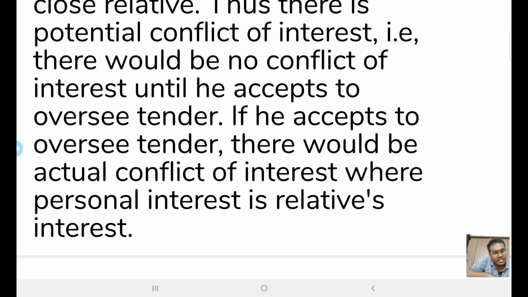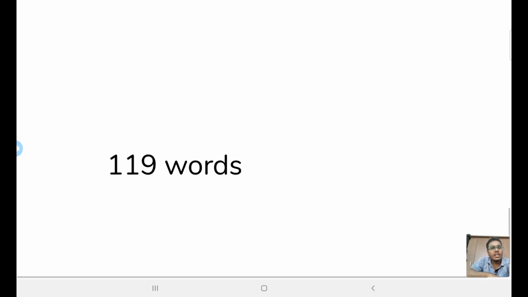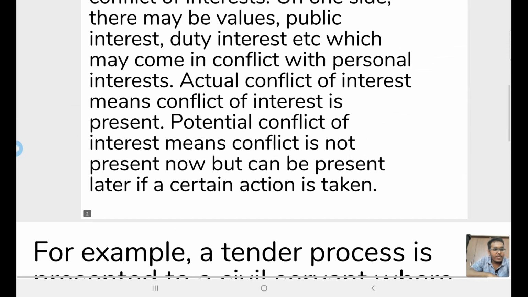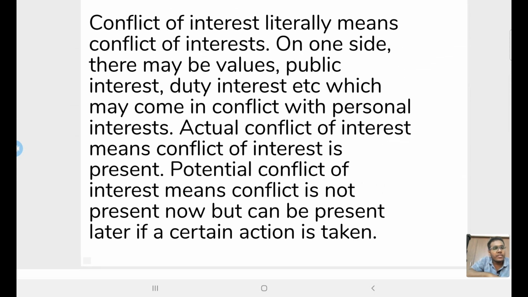If he has not accepted, there is only potential conflict of interest since the tender is being presented to the civil servant, whether he wants to accept to oversee the tender process or not. So if we see, it comes to around 119 words. This is a simple question between actual conflict of interest and potential conflict of interest.